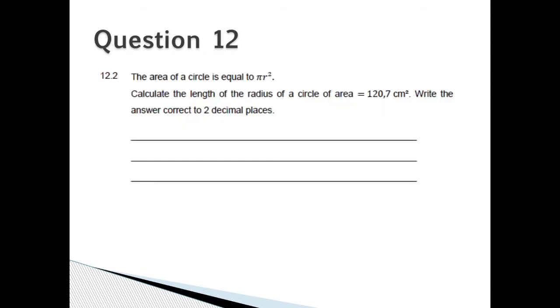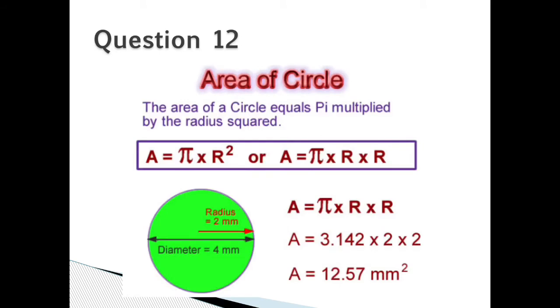Question 12.2. The area of a circle is equal to pi times r squared. Calculate the length of the radius of a circle of area equal to 102.7 centimeters squared. Write the answer to 2 decimal places. It's important to understand the area of a circle. The area of a circle equals pi multiplied by the radius squared. A is equal to pi times r squared, or A is equal to pi times r times r.